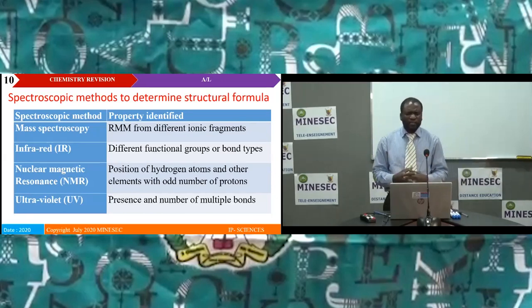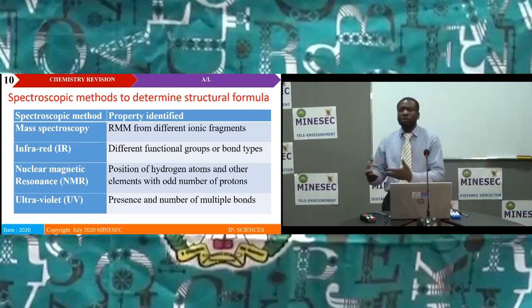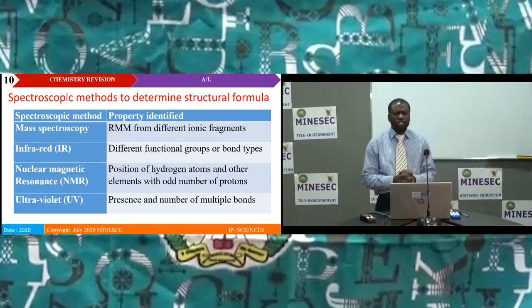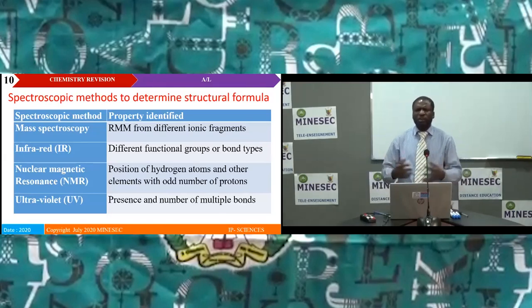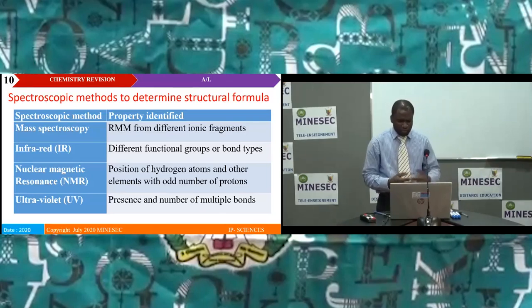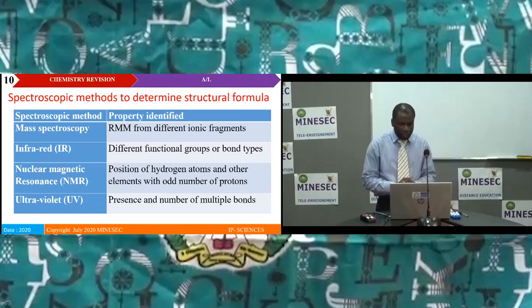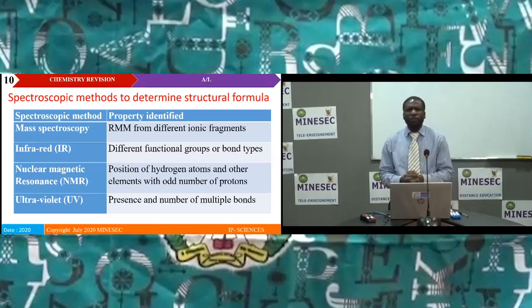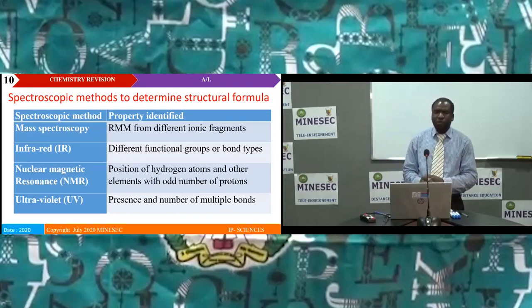Infrared spectroscopy. Here we obtain different functional groups or bond types. Nuclear magnetic resonance, NMR. We determine the position of protons, that is hydrogen atoms, and other elements with odd number of protons. And we have the ultraviolet or UV spectroscopy. Here, we come out with the presence and number of multiple bonds. So we use UV to determine the number of multiple bonds.